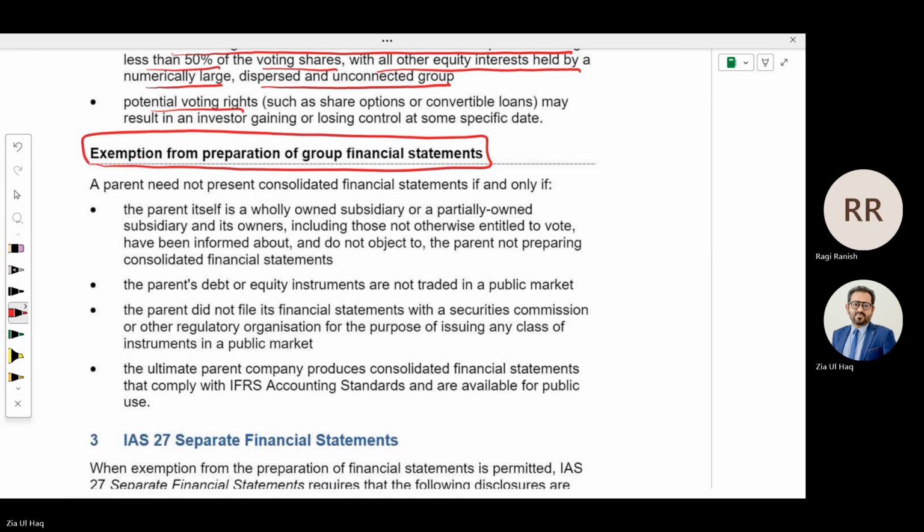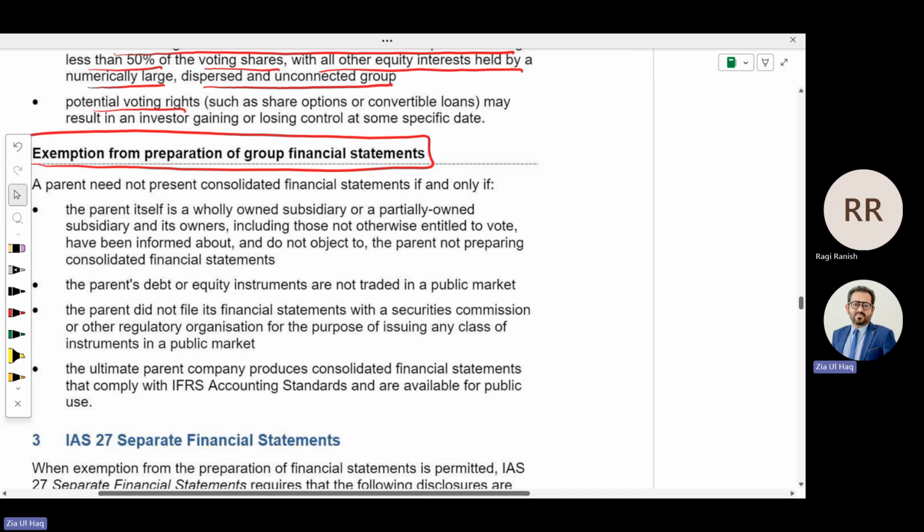Meaning when you will not consolidate a subsidiary, or when a holding company will not consolidate its financial statements. B is a company which acquired 80% of C. This means C is a subsidiary, B is a parent company.